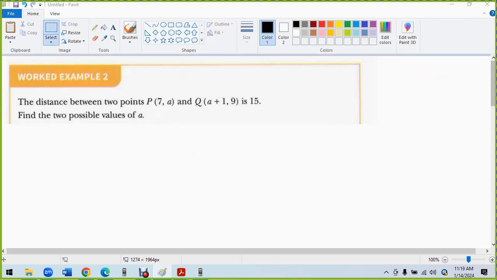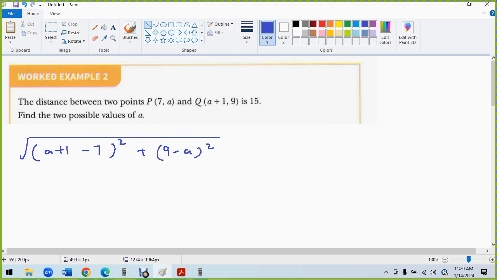The distance between 2 points P and Q is 15. Find the two possible values of A. Okay, so we have the square root of (A plus 1 minus 7) squared plus (9 minus A) squared equal to 15. So we have (A minus 6) squared plus (9 minus A) squared equal to 15 squared.